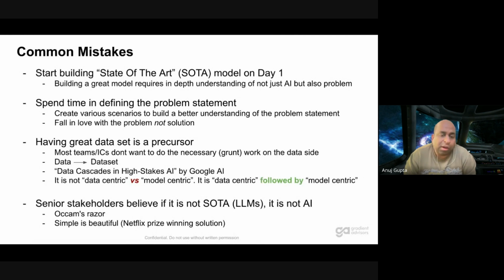There is a principle in machine learning called Occam's razor. Occam's razor basically suggests that if you have two alternative explanations for a phenomenon, the simpler explanation is more probably going to be the right one. The equivalent in machine learning is that if you have two models that can solve the same problem, then the simpler the model, the better it is.